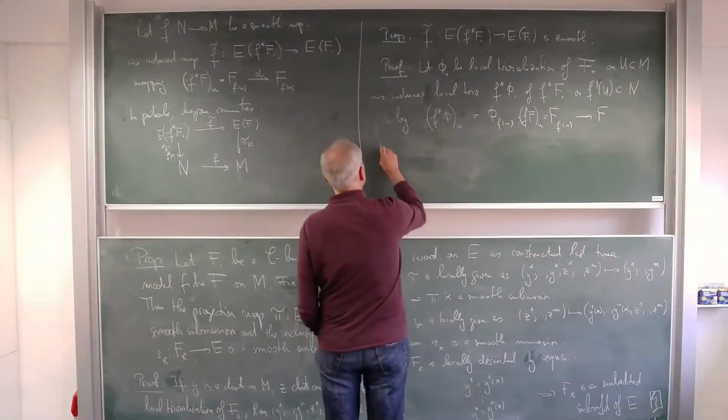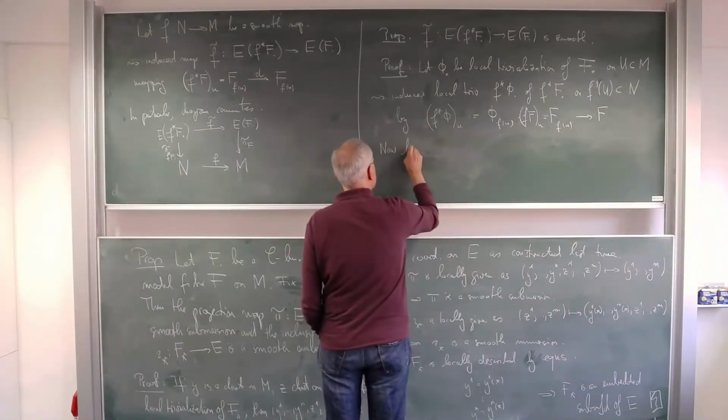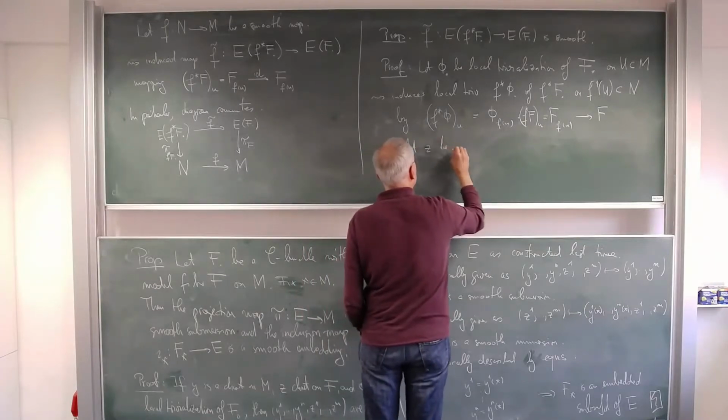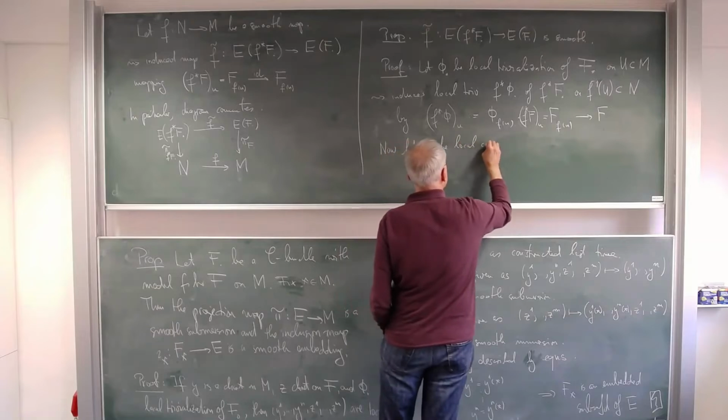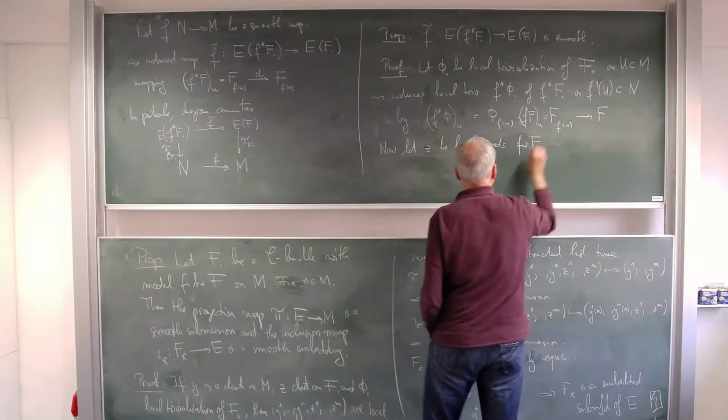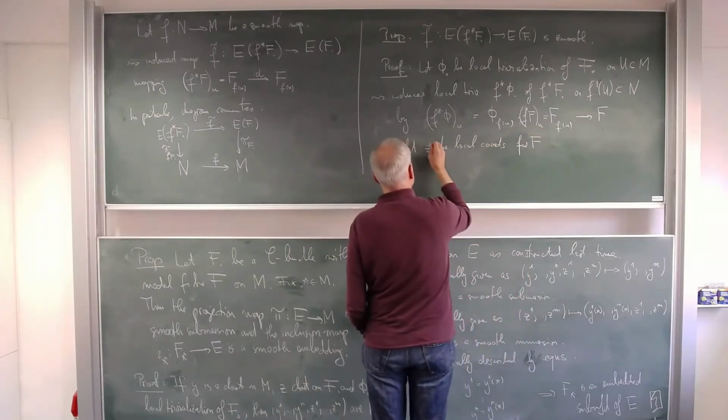Now let z be local coordinates for the model fiber, so z1 up to zn.